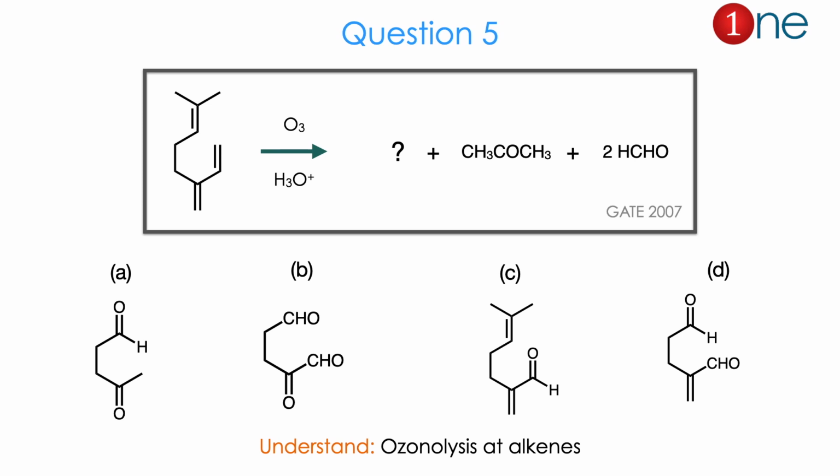Then question number 5. The starting material is a linear chain with 3 alkenes. You are using ozone and hydrolysis. They ask you to find the product. The side products can be acetone and formaldehyde. So 4 possibilities are given.